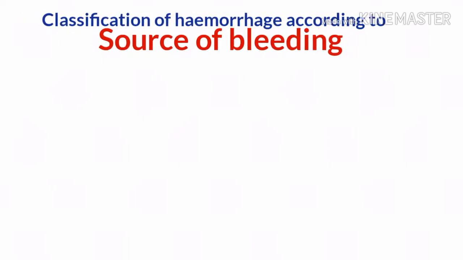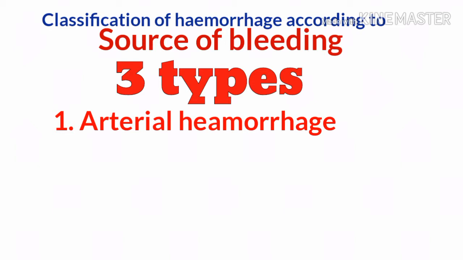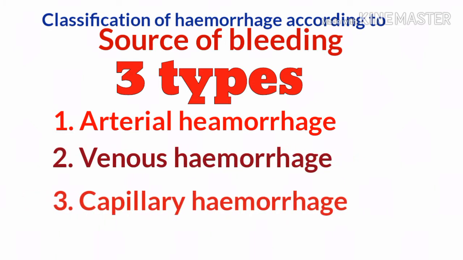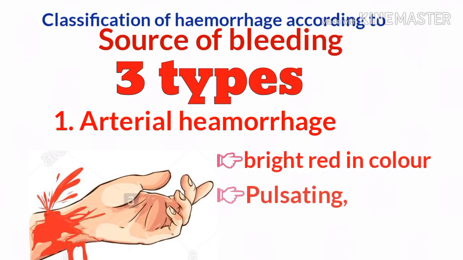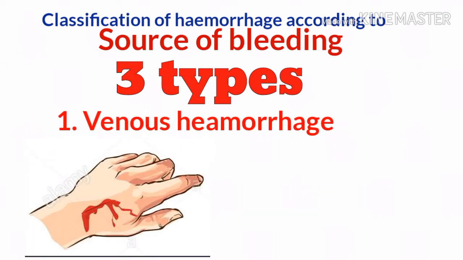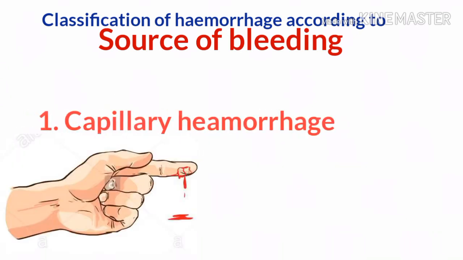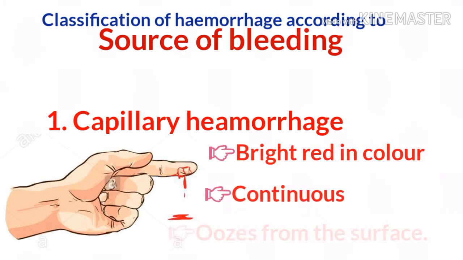Classification of hemorrhage according to source of bleeding. According to source of bleeding, hemorrhage is of three types: 1. Arterial hemorrhage, 2. Venous hemorrhage, and 3. Capillary hemorrhage. Arterial hemorrhage is bright red in color, pulsating, and spurts in jet. Venous hemorrhage is dark red in color, steady, and copious. Capillary hemorrhage is bright red in color, continuous, and oozes from the surface.